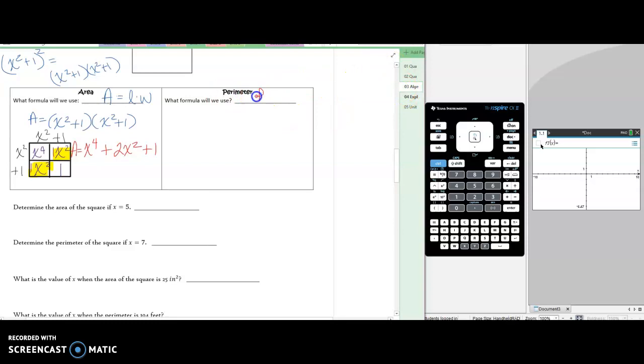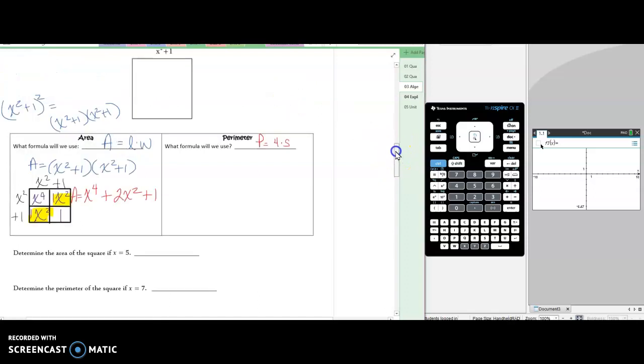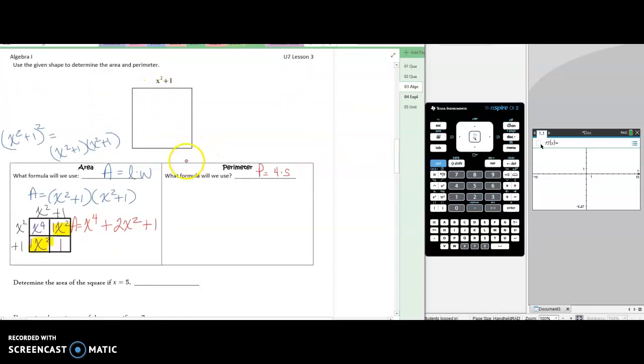Each side is x squared plus 1, right? So my perimeter is equal to 4 times each side. So my perimeter formula is going to be equal to 4 times x squared plus 1. All right, and remember that all we do is distribute this 4. That means we multiply that 4 times everything inside the parentheses. So my perimeter is equal to 4 times x squared is 4x squared. And 4 times 1 is a positive 4. All right, so that is my perimeter in terms of x.